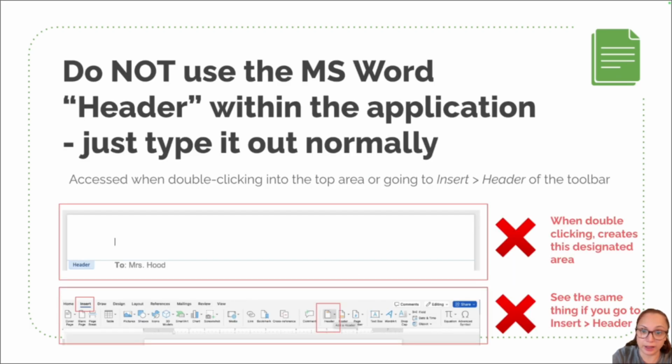Now, for the header, again, that's just the to, from, date, subject area at the top. You should just type that in normally at the top of your document and have it only appear once. What you don't want to do is insert what Microsoft Word and Google Docs refer to as a header, either by double clicking in that top area or going to insert header. And I'll go over that in just a second.